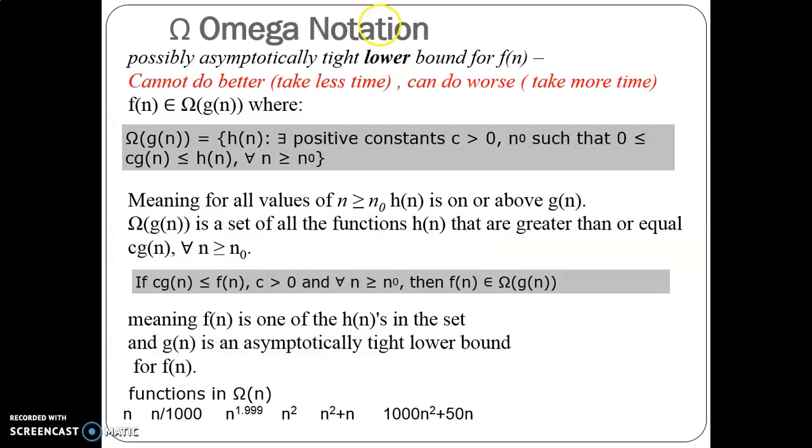Then we have the omega notation. Omega notation means the algorithm cannot do better, but it can do worse. So this will tell us what is the minimum time that the algorithm is going to take for a given input. And here the C of Gn is going to bind the f of n on the lower side. So we have C of Gn is less than or equal to f of n for some value of C more than 0, and for all n which are more than or equal to n0. Then we will say f of n belongs to omega of Gn.